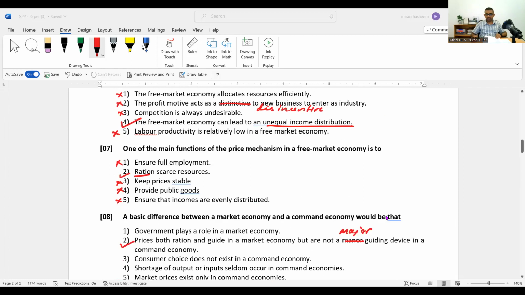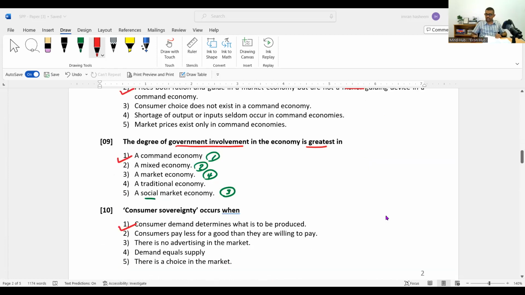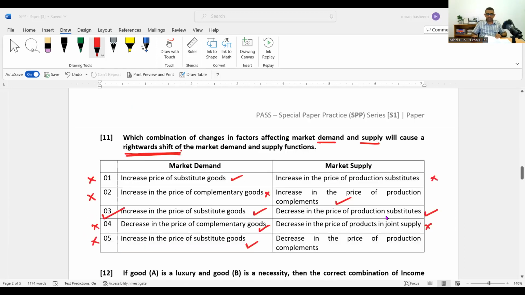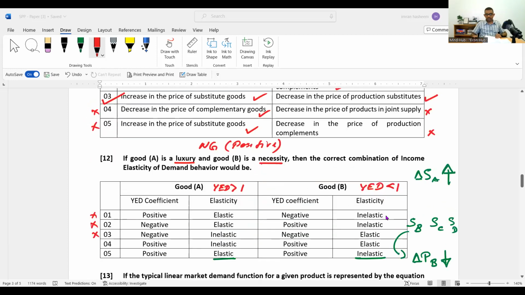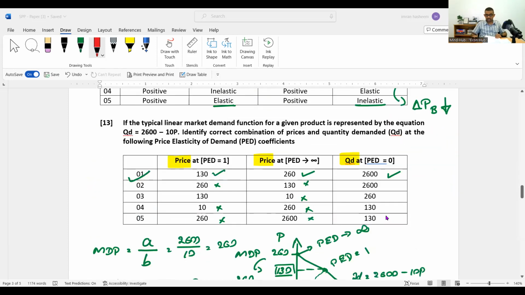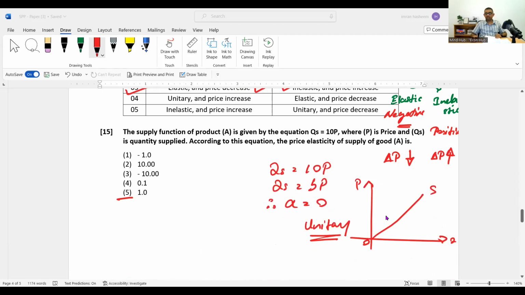Question 7, correct answer is number 2. Question 8, correct answer is number 2. Question 9, correct answer is number 1. Question 10, correct answer is number 1. Question 11, correct answer number 3. Question 12, correct answer number 5. Question 13, correct answer number 1. Question 14, correct answer number 3. And question 15, correct answer number 5. Okay? Now we are complete.